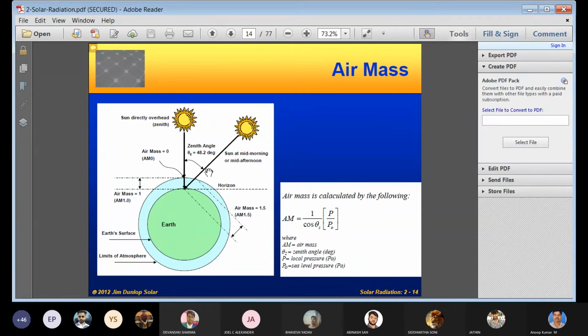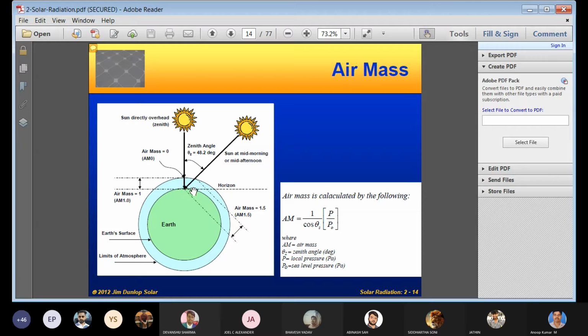If the sun is in the evening, it will move from overhead to some other position, right? So the sun at mid morning or mid afternoon, that means 9 a.m. or 3 p.m., is not over your head. You can expect it at some angle. That is called the zenith angle, theta z, 48.2 degrees. At that time there will be a distance between the sun and the earth surface and also between the sun and the outer atmosphere.